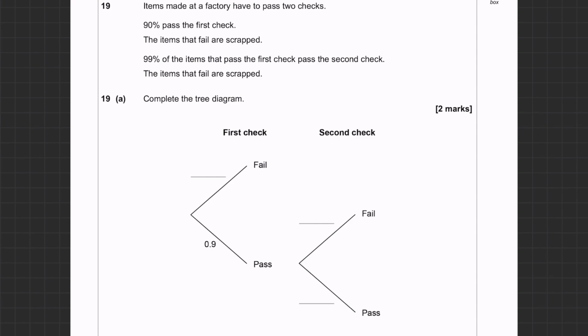Complete the tree diagram. Well, with our first check, just focusing on this bit first, if 0.9 pass, well, this and this have to add up to 1. So this value here must be 0.1. So in the first check, 0.1 or 10% fail. For the second check, we've got to say, well, what's the fail rate and what's the pass rate? Well, the pass rate, it says, is 99%, which converting that to a decimal is 0.99. So 0.99 pass. Therefore, 1 take away 0.99 is 0.01. So 0.01 fail. 2 very easy marks for you. That's 1 mark. This is another mark.